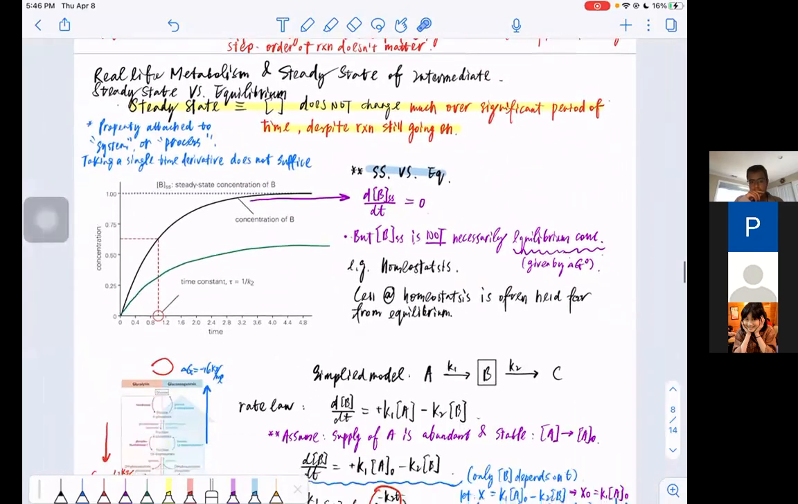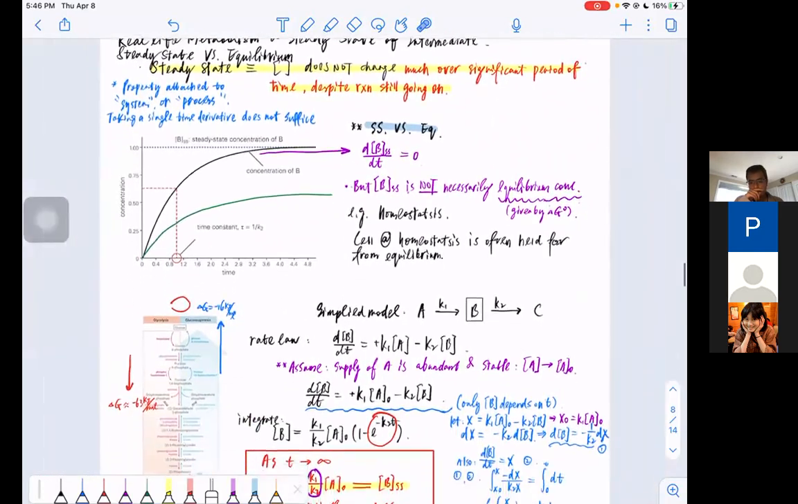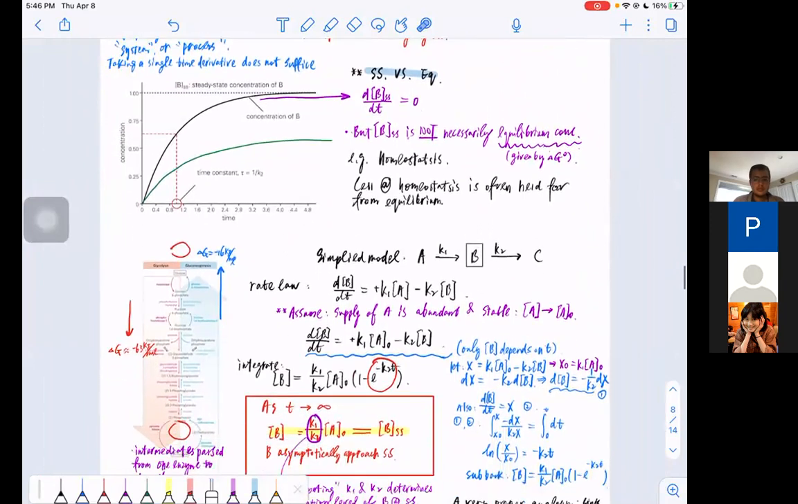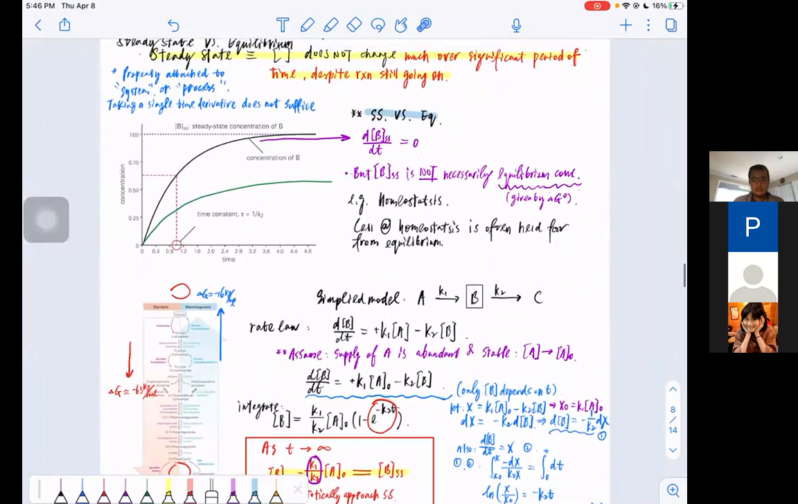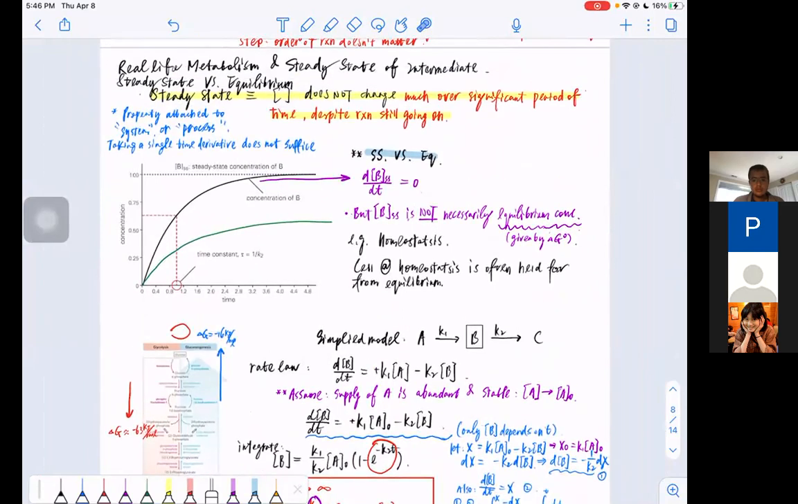Okay. I'm running out of time, but steady state. Steady state is a state where your concentration of product and the concentration of reactants does not change much over a significant period of time, despite your reaction still going on.